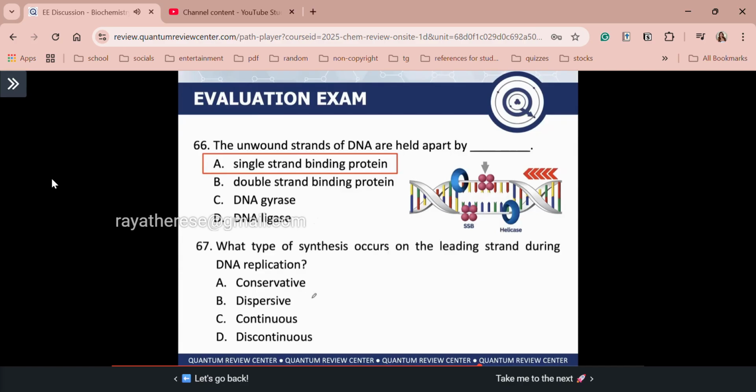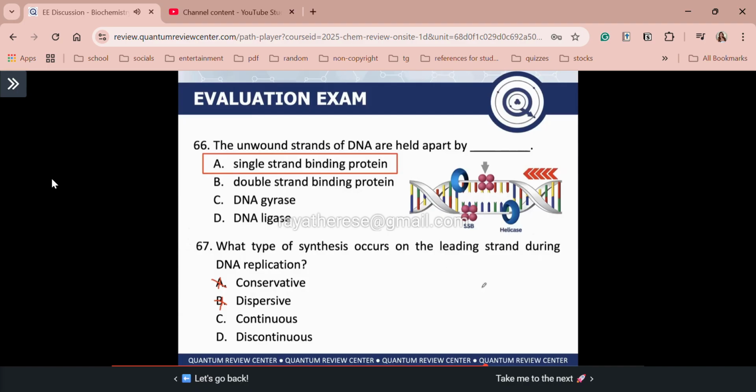Okay, number 67, class. Ayan, still under DNA replication, what type of synthesis occurs on the leading strand during DNA replication? Is it A, conservative, B, dispersive, C, continuous, and D, discontinuous? Again, class, in terms of the synthesis, we can already eliminate conservative and dispersive. Okay? So when we say conservative kasi, this is incorrect. Because even in our replication, semi-conservative po tayo, di ba? One parent strand plus one new strand ang product natin. When we say conservative, meaning your entire original DNA stays intact. So this is not how DNA replicates in cells.